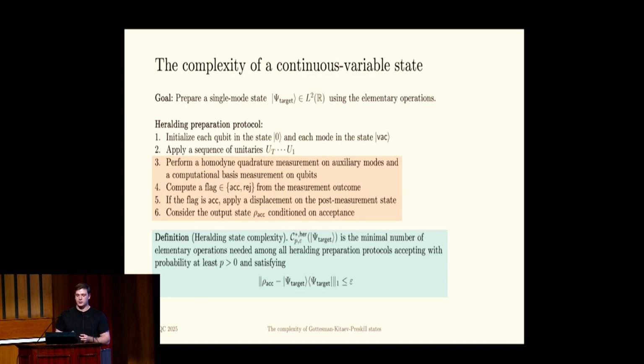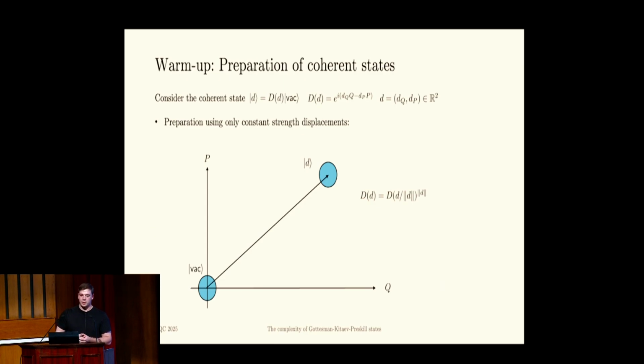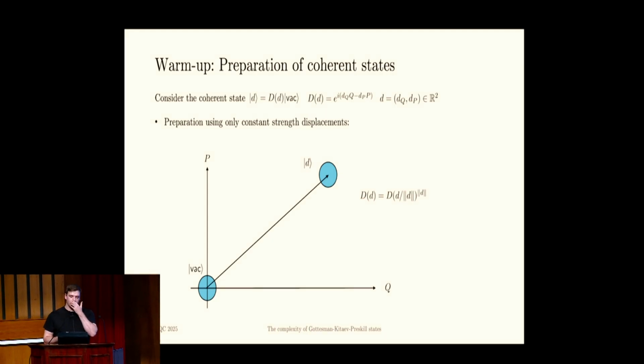And now we similarly define the heralding state complexity, now depending on some acceptance probability threshold, as the minimum number of elementary operations among all heralding preparation protocols that accept at least with probability p and prepare an output state that is epsilon close to what we want. Okay, so as a warm-up, it's a very simple warm-up.